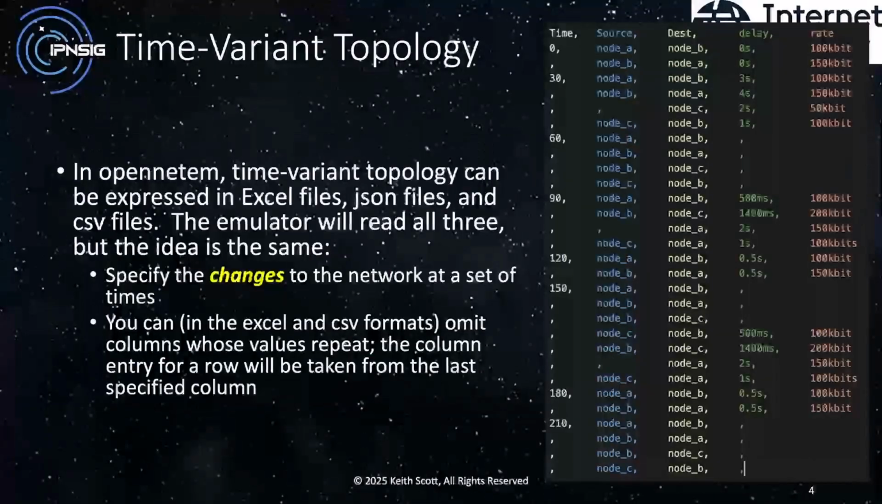OpenNetEm has a number of ways that you can build those connectivity files, ways to express the changes in connectivity. You can express the time variant topology using Excel files, CSV files, and JSON files. But the idea is always the same, right? You express the changes in the connectivity in the network at a specific set of times, and then the master Python script that is running the emulation is responsible for reading that, tracking the times, and then imposing the various sets of constraints onto the links according to the topology file.